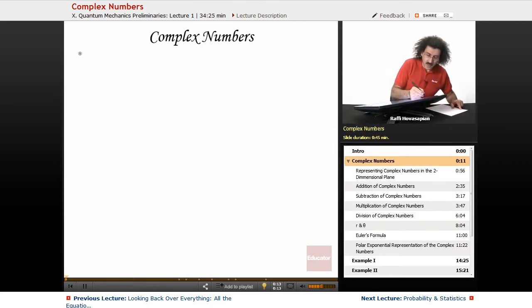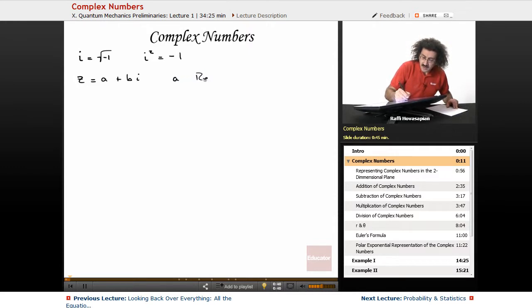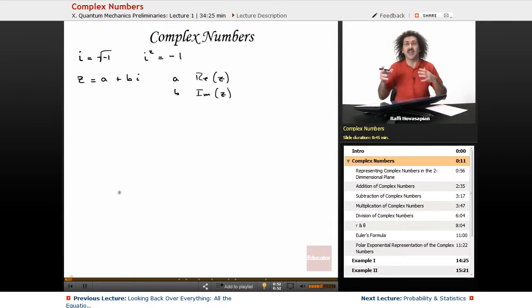Okay, so complex numbers, we represent the square root of -1 with an i. So i squared is equal to -1. Now complex numbers are represented this way. We usually use the letter z for a complex number, and it's something like a plus bi. So a is the real part of the complex number z, and b we call the imaginary part of the complex number z. So again, z is the standard variable, just like x for real numbers. We use z for complex numbers.